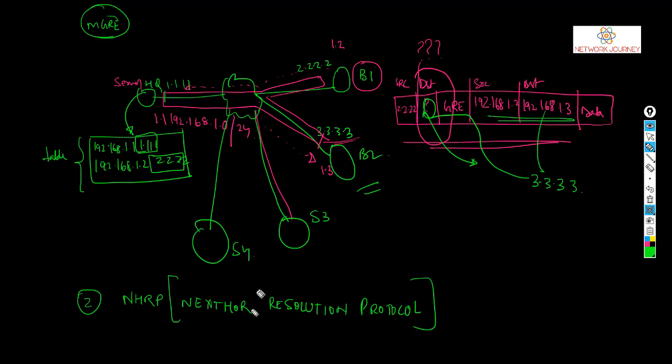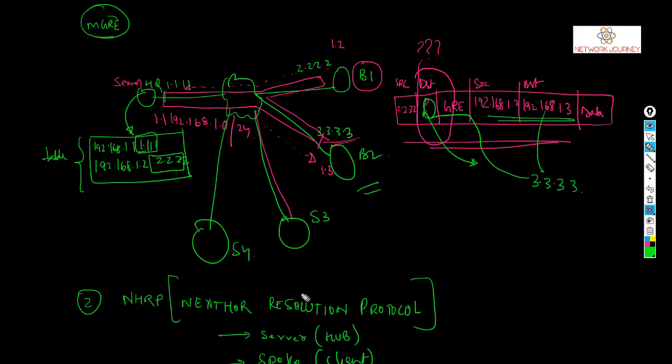So in the case of NHRP, one router will act as the server. The server is nothing but the hub. The rest of the routers will act as spokes, or I can also call them clients.